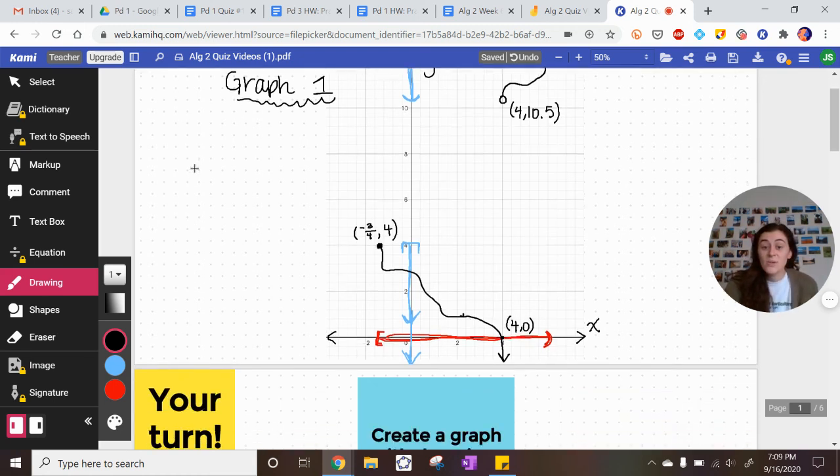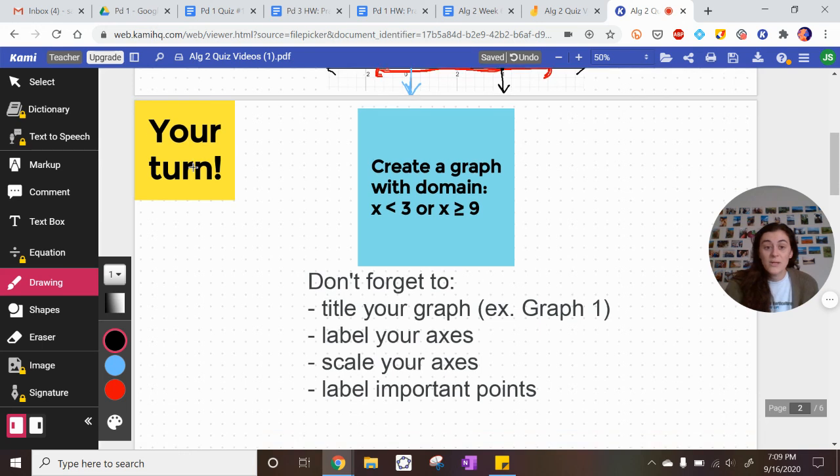What I'm going to have you do now is you're going to do your own example. So on your homework, please create a graph with a domain of x is less than 3 or x is greater than or equal to 9. And don't forget all the key parts of our graph. You don't have to worry about range, just really focus on domain for this one.